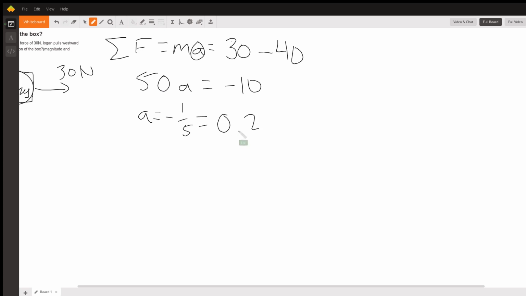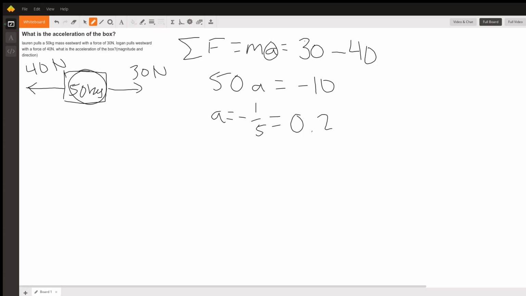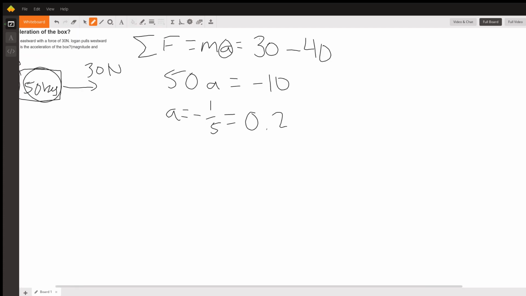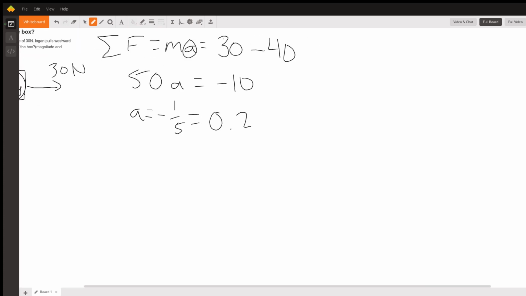Notice, you've got a couple options here. It asks for what direction, it's wanting to know the vector. It's fine to put a negative sign there, that indicates that it's moving to the left. Or you can say that it's 0.2 meters per second squared to the west. Either of those should be acceptable. Your teacher might prefer one or the other, but that does show direction.